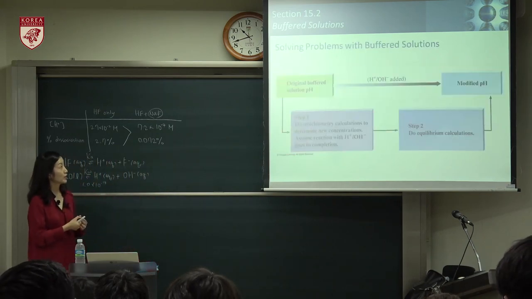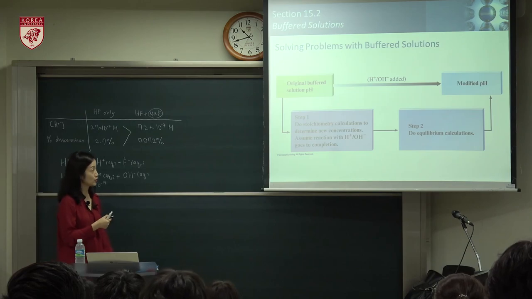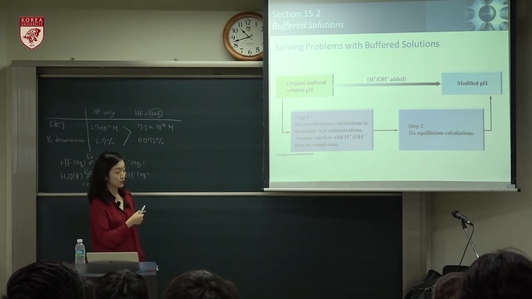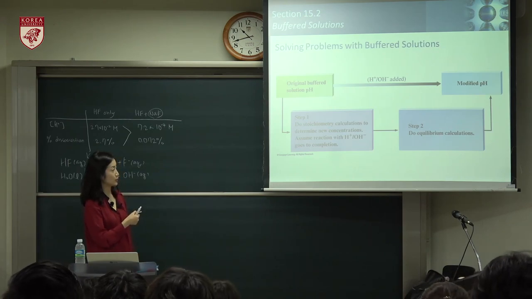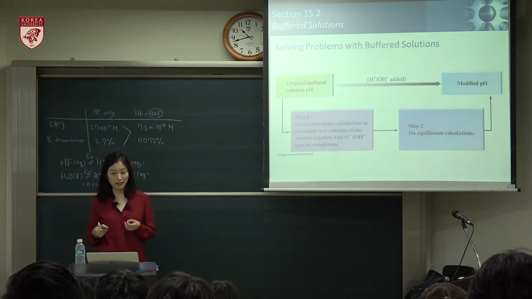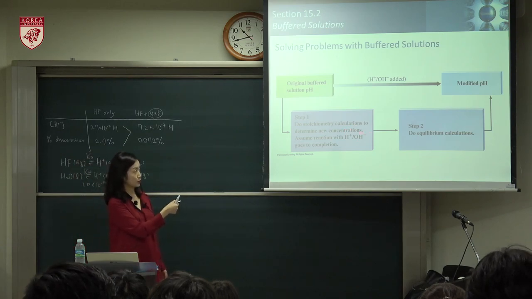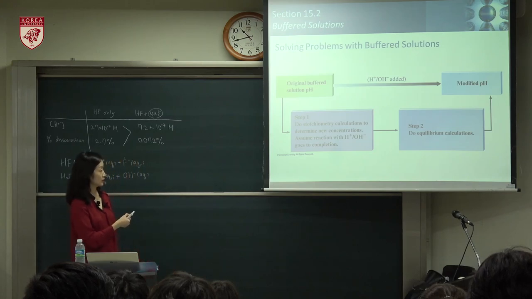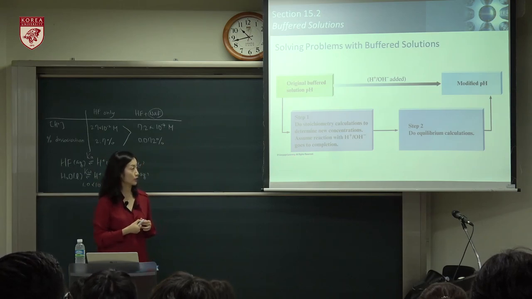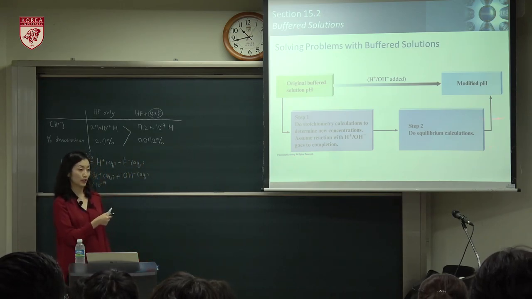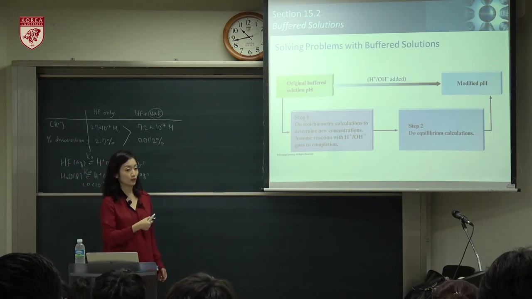When solving problems with buffer solutions, it's best to deal first with the stoichiometry calculations to determine the new concentrations. In this step, we'll assume that the reaction with a strong acid or strong base will go to completion. So the strong acid will look for the best base, and the strong base will look for the best proton source to react. Once we're done with the stoichiometry calculations, we move on to the equilibrium calculations, where we set up the ICE table and find the equilibrium concentrations to find the modified pH.